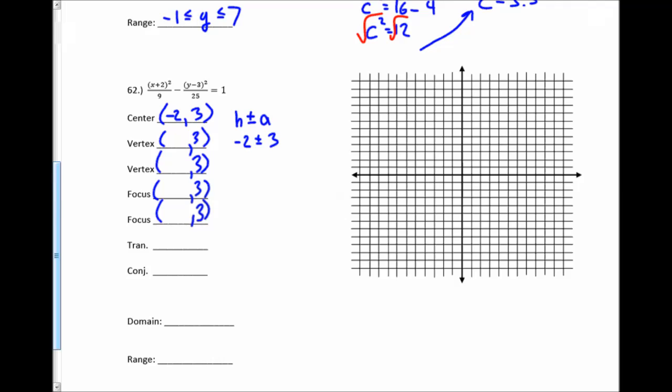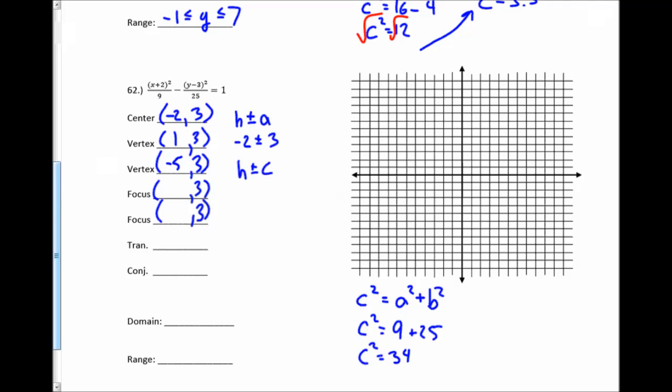So I've got negative 2 plus 3, which is a 1, and negative 2 minus 3, which is a negative 5. And then for my foci, it says to do h plus or minus c. And I got to take that off to the side. My c value equals a squared plus b squared this time. Because this is a hyperbola, I essentially use my Pythagorean theorem. So it's going to be c squared equals 9 plus 25. So c squared is going to equal, let's see, 34.